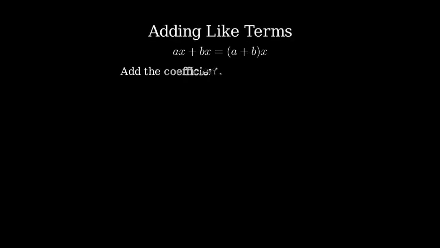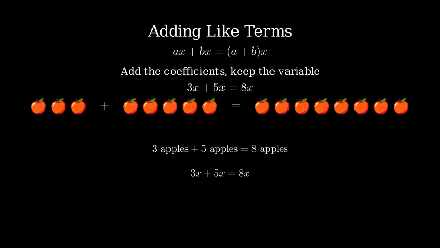Now, let's learn how to add like terms. When adding like terms, we simply add the coefficients, the numbers in front of the variables, and keep the variable part the same. Let's look at an example. 3x plus 5x equals 8x. This is similar to adding similar objects. For instance, if you have 3 apples and get 5 more apples, you end up with 8 apples. Similarly, 3x plus 5x gives you 8x.